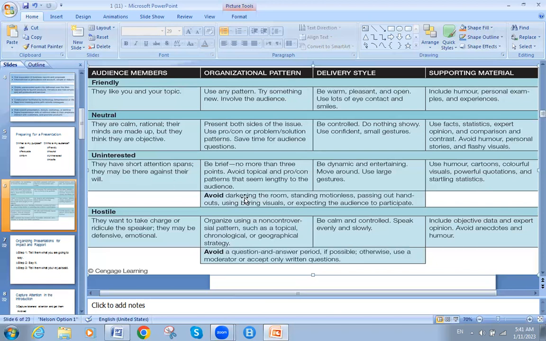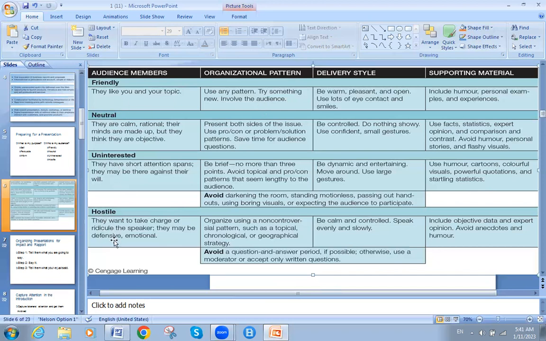One thing more is to avoid darkening the room. Because they are already uninterested, don't stand motionless without moving. Like I told you, vary the tone of speech and the way you're standing, or they might be less focused as well. Also avoid passing out handouts, using boring visuals, or expecting the audience to participate. Those points you have to care about also.